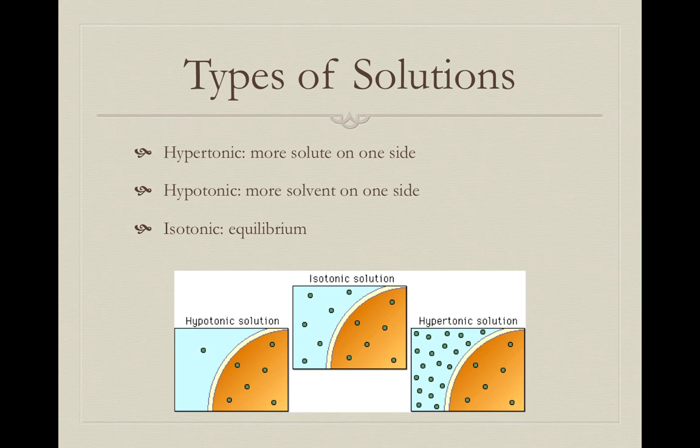And this is just a picture of what each of the different solutions looks like. So you can see the hypotonic solution. There is obviously more solvent on the left side than the right side. The right side has more solute. Isotonic solution is where it's the same on both sides. In a hypertonic solution, you can see on the left that there's a lot more solute than there is solvent, comparatively to the other side.